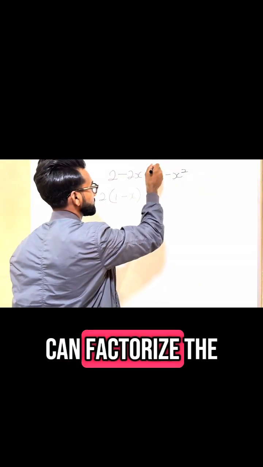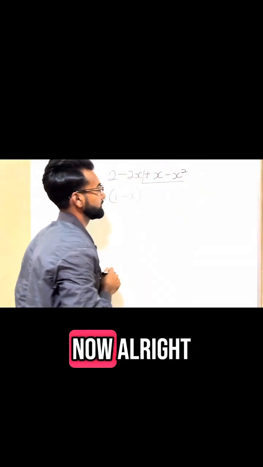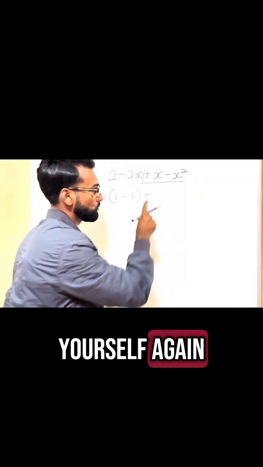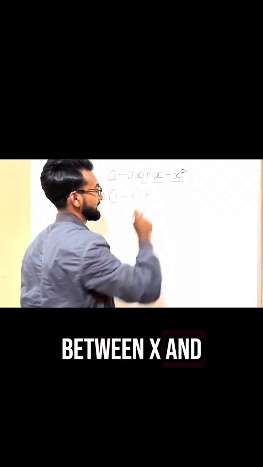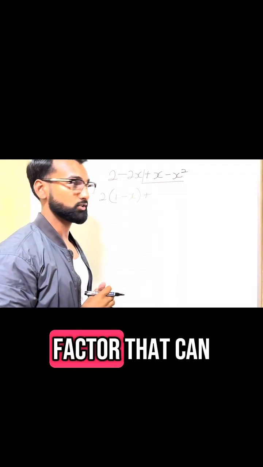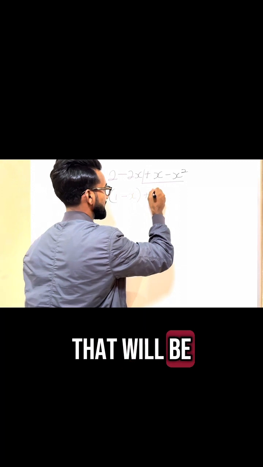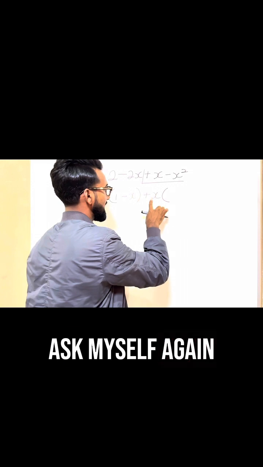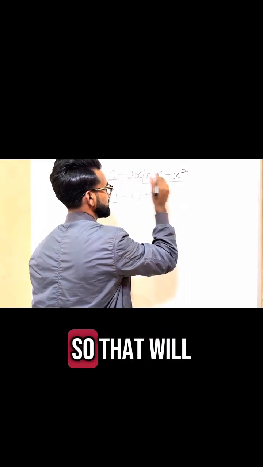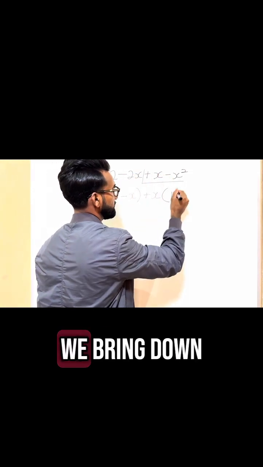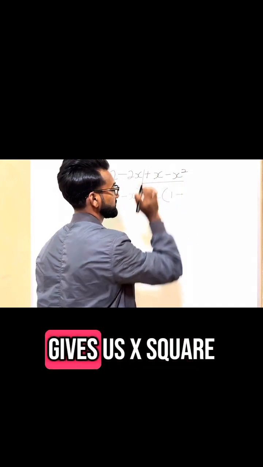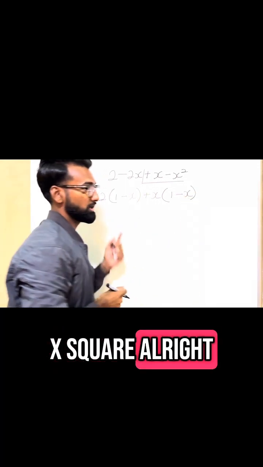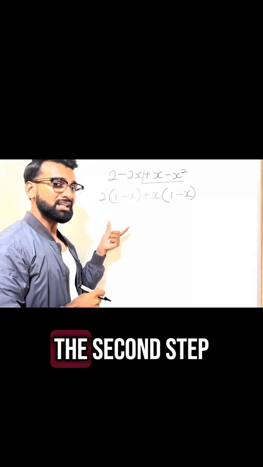So we finish factorizing the first pair. Now we can factorize the second pair. If you want, you bring down that plus sign right away. And we ask ourselves again, what is the highest common factor between x and x squared? That will be x, which is common there. Good. And we continue to ask ourselves, x times what gives us x? That will be x times 1. We bring down that negative sign. x times what gives us x squared? x times x would give us x squared. All right, and this is the second step.